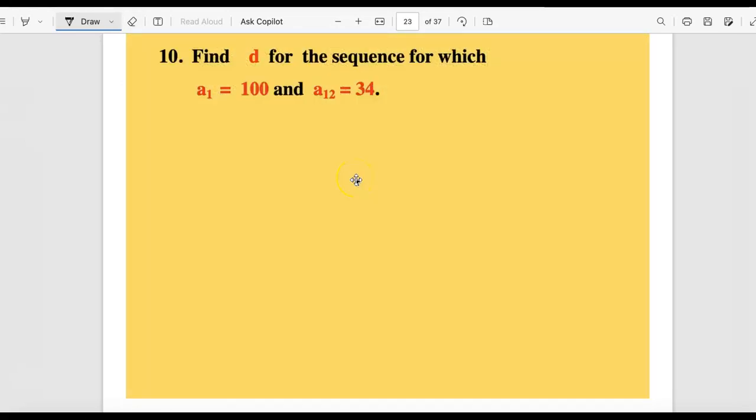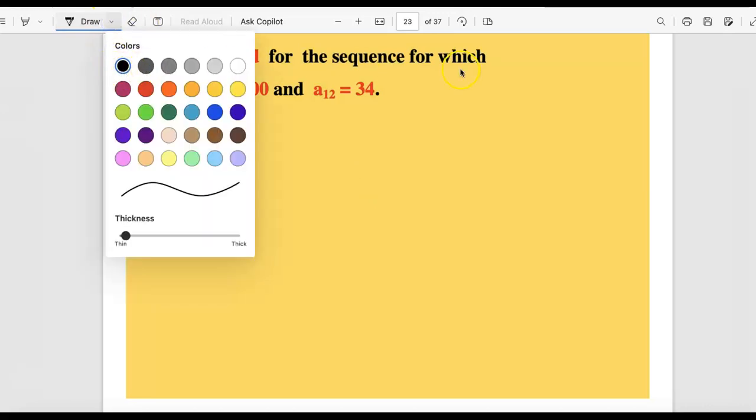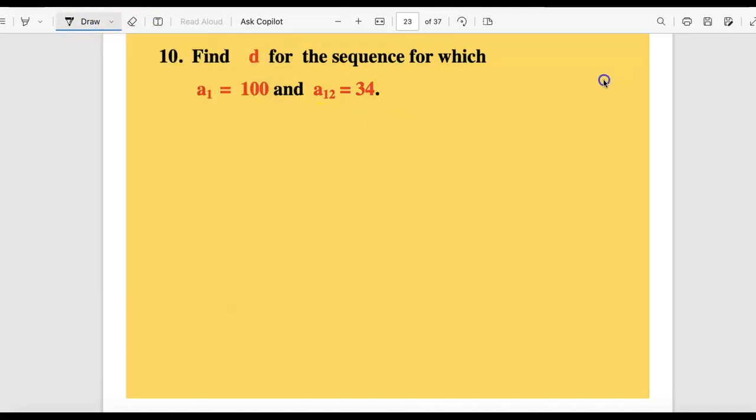I have one more practice question for you. I want you to go ahead and solve this problem. Let's pause the video and do this problem. Once you're done, come back and check your answer. Go ahead and pause the video.